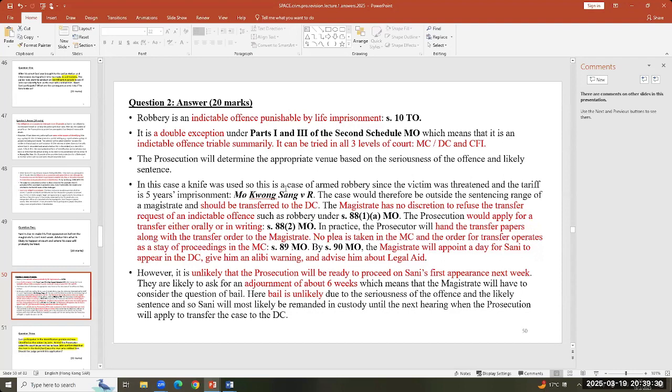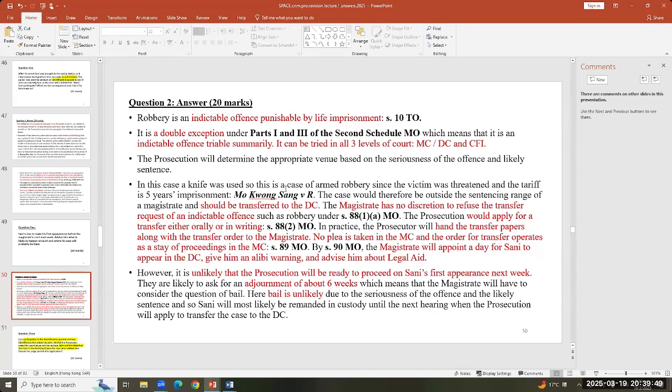They hand over the papers and the transfer order. Plea is not taken in the magistrate's court, only in the district court. But the magistrate will tell Sani when to appear in the district court, given the alibi warning. But as we know, they won't be ready to proceed on his first appearance, so they're likely to ask for an adjournment of up to 6 weeks.